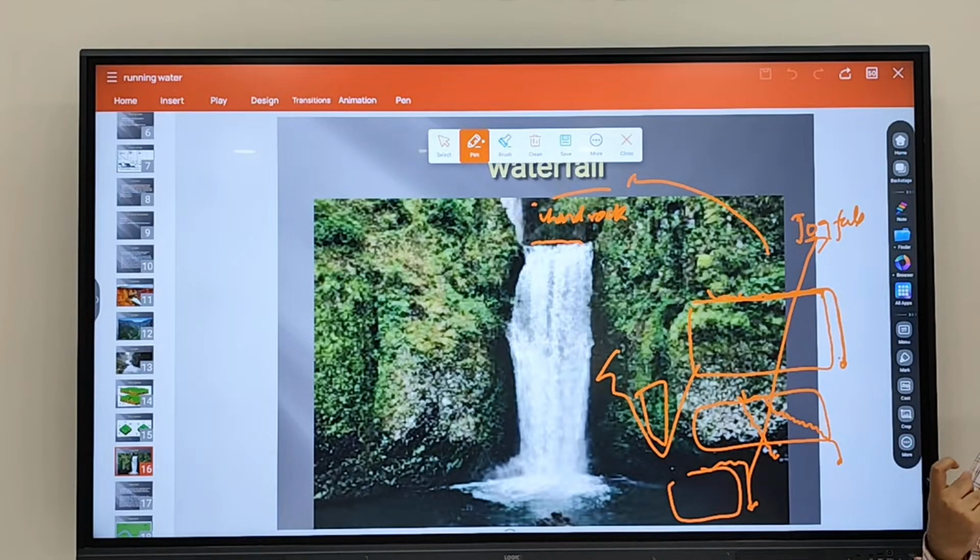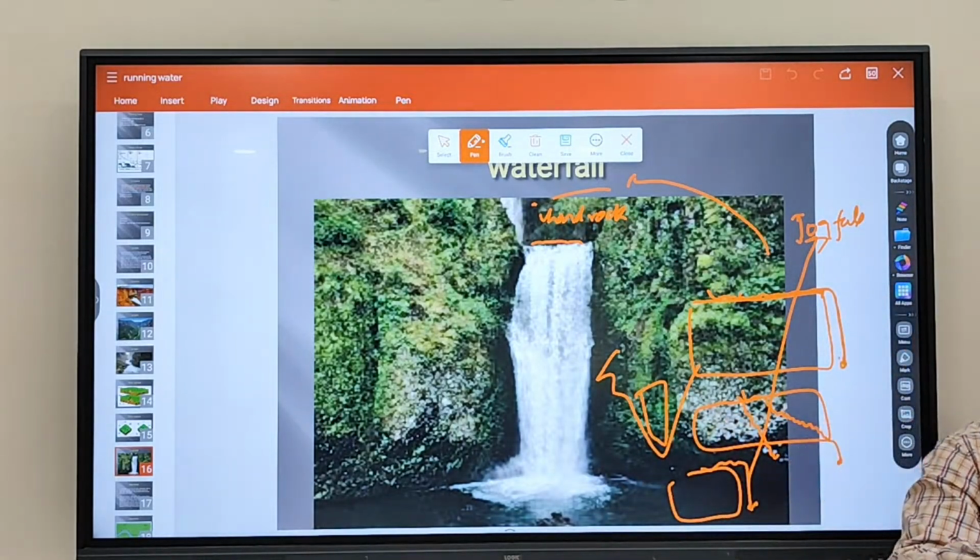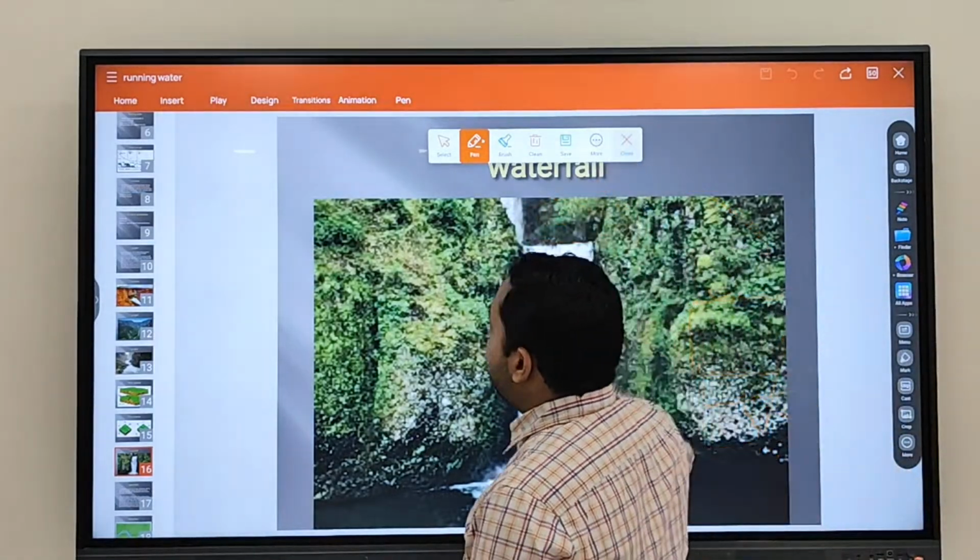This is going to be called a waterfall. Clear? So these are the things we find in the upper course of a river: gorges, canyons, river capture, waterfall. Fine.